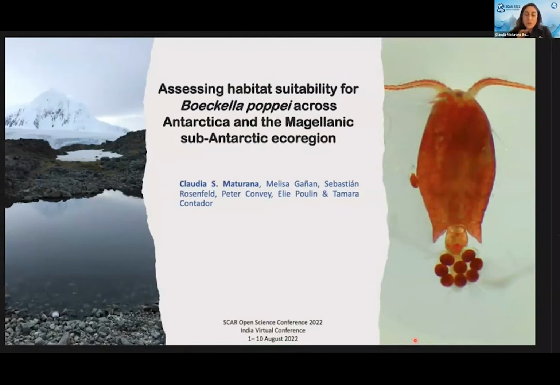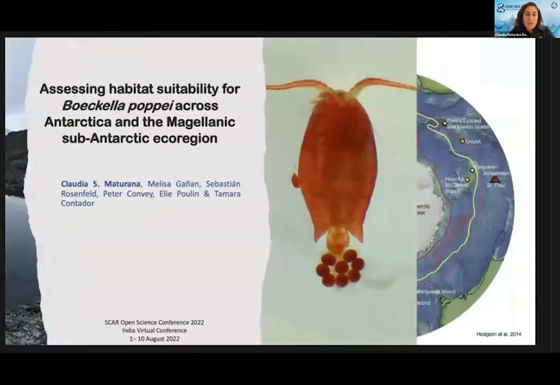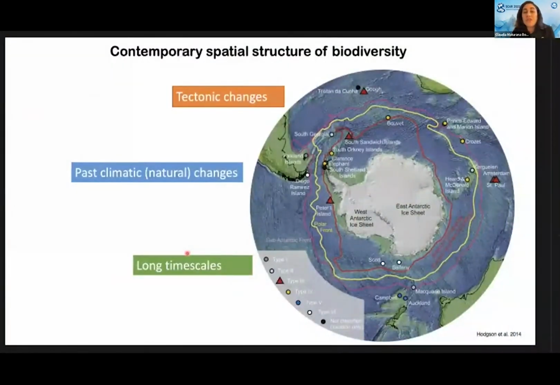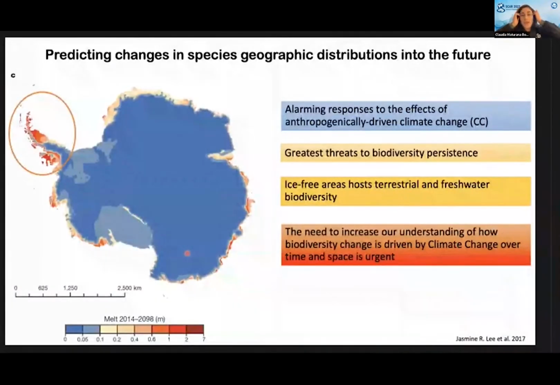And yes, we are going to talk about habitat suitability and the contemporary spatial structure of biodiversity, which has been strongly influenced by natural, climatic, and tectonic changes that have occurred over long time scales. However, Antarctica and its surrounding islands are now showing an alarming response to the effect of human climate change.